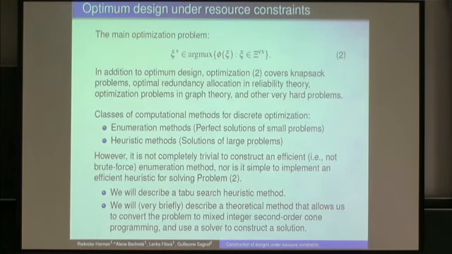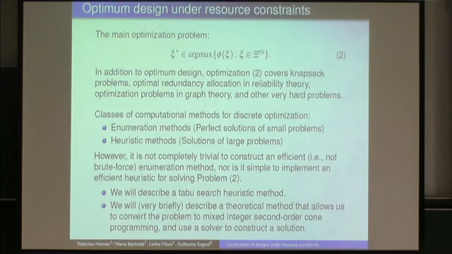So the main optimization problem is like this: simply maximize the value of the monotonic criterion of the set of exact designs. It turns out that as I formulated it in this general framework, it's very, very general. It contains many combinatorial optimization problems, very hard, NP-hard problems like knapsack problems or optimal redundancy allocation in reliability theory, to give something more specific, some problems in graph theory, and so on, very hard problems.